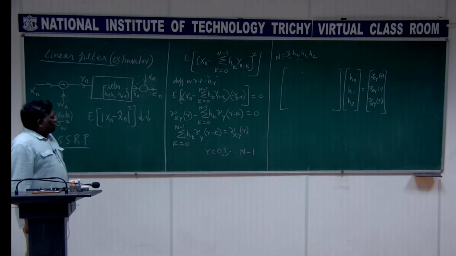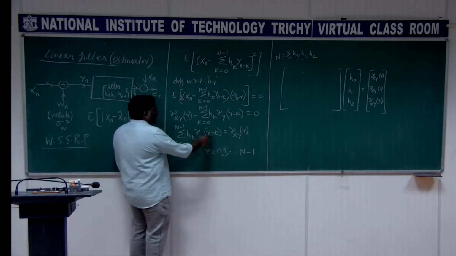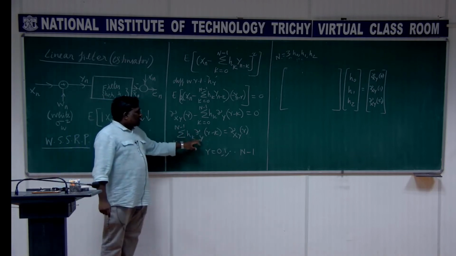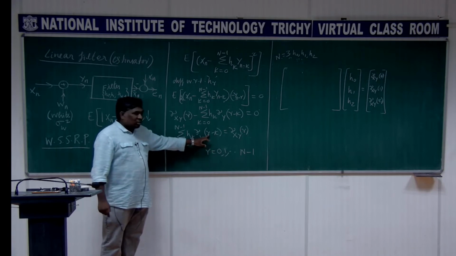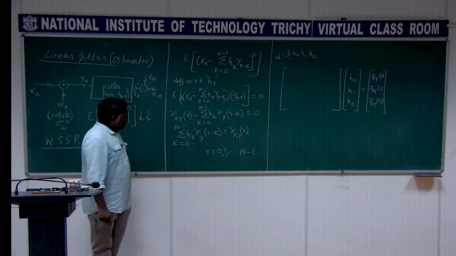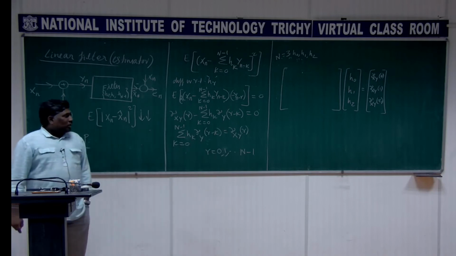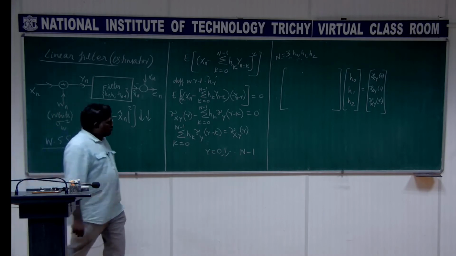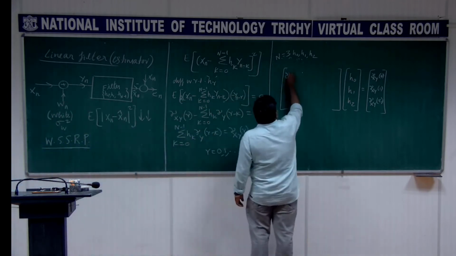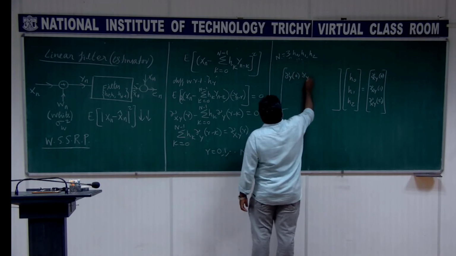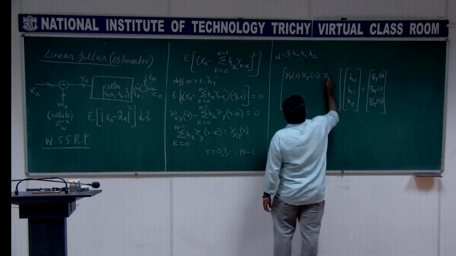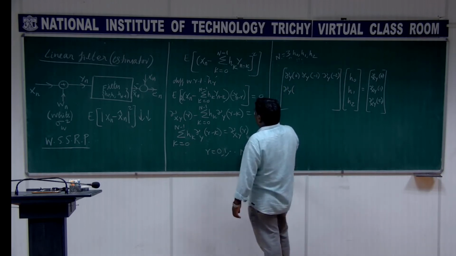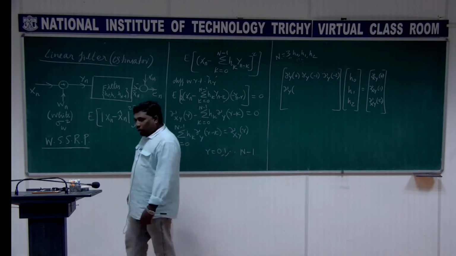In the first case, when r is 0, it is 0 minus k, with k ranging from 0 to n minus 1. So gamma y of 0, since r is 0 and minus k is 0 here. Then k equal to 1 becomes gamma y of minus 1, and then gamma y of minus 2. So you get gamma y of 0, of minus 1, of minus 2.